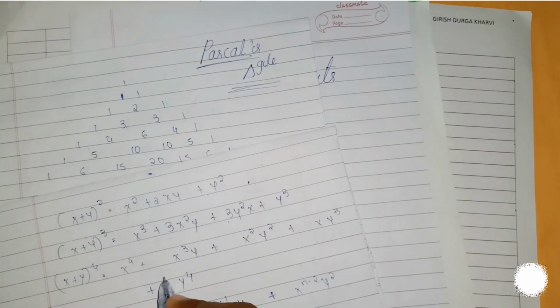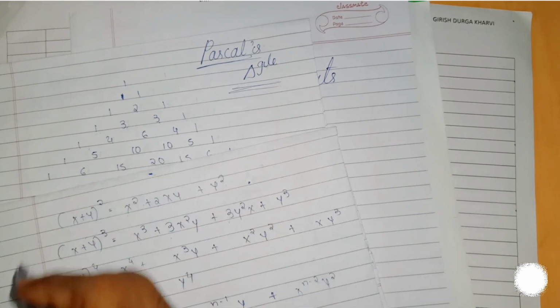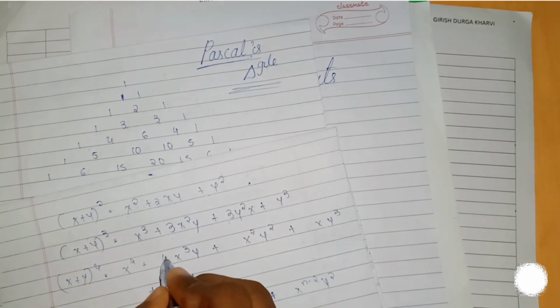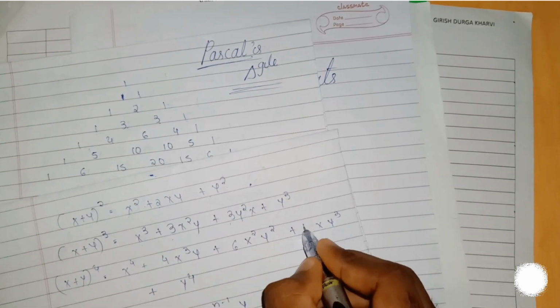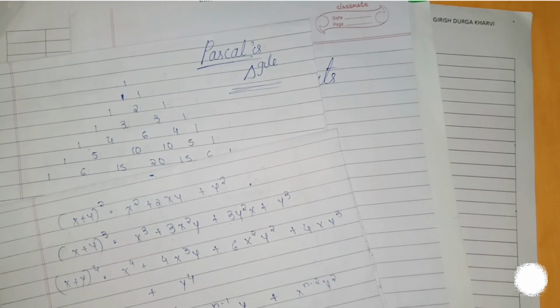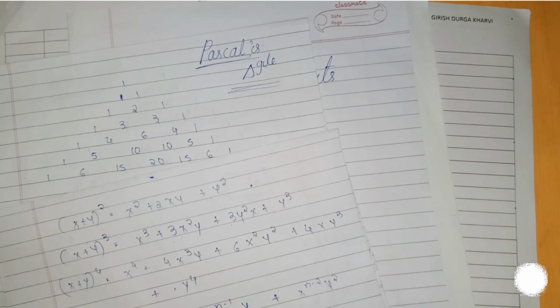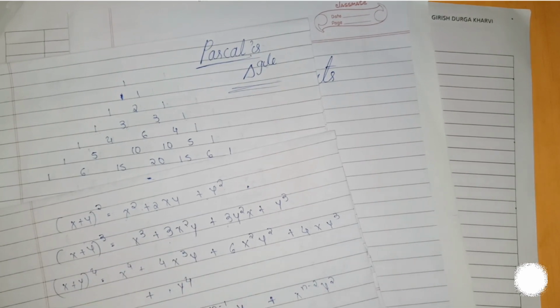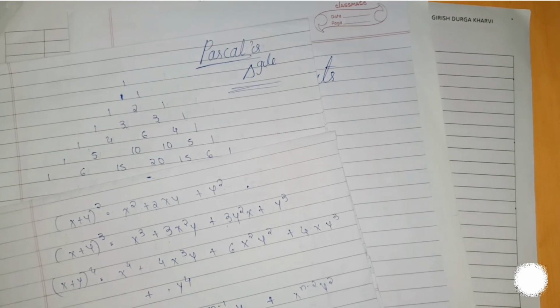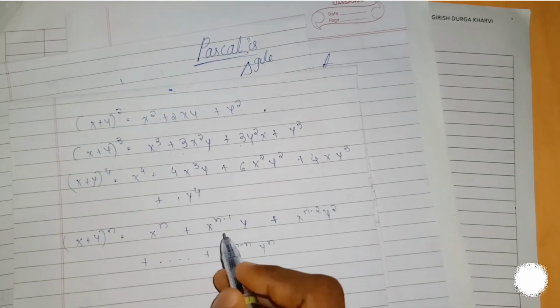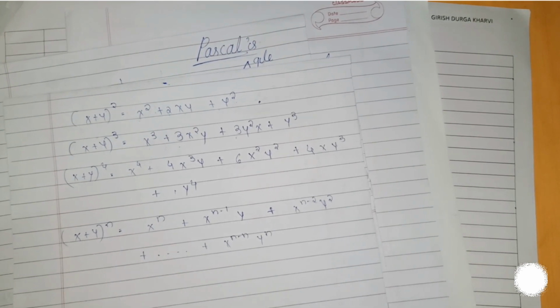Coming back to our concept, the coefficients with the help of Pascal's triangle are 1, 4, 6, 4, 1. It holds good for all the identities. This was basic, which I taught. In the higher classes, we'll study this with the help of combinations, which will help us find the coefficients of the general term.